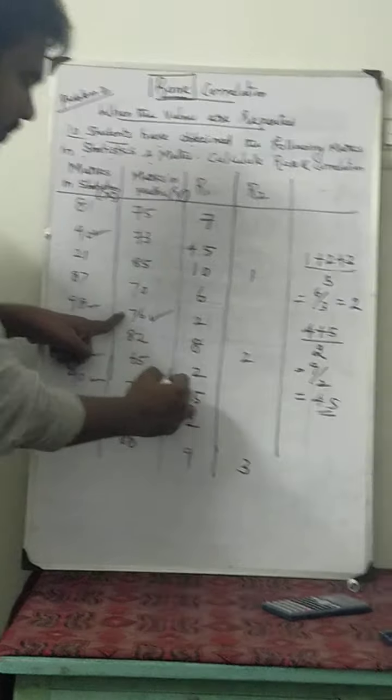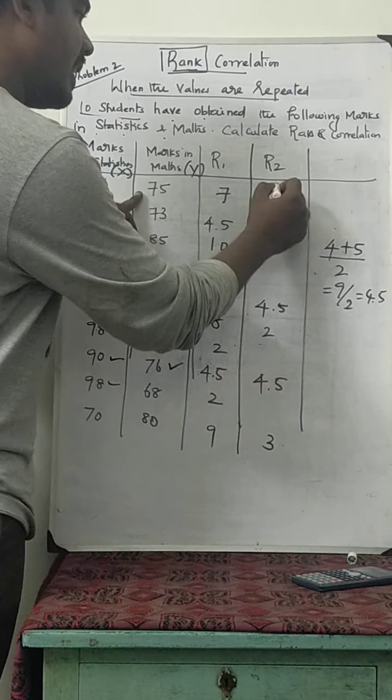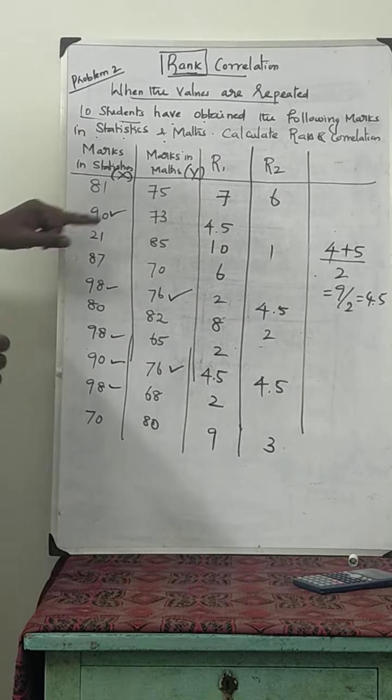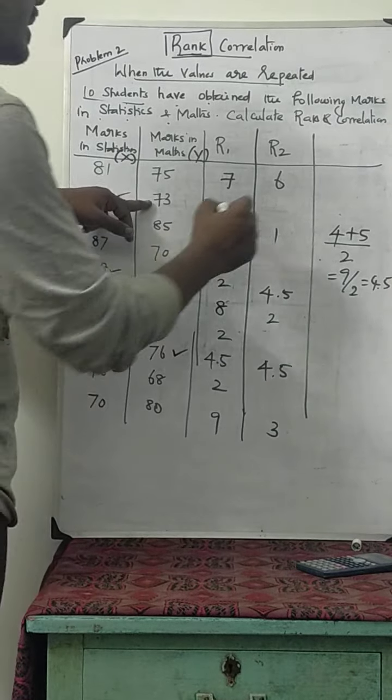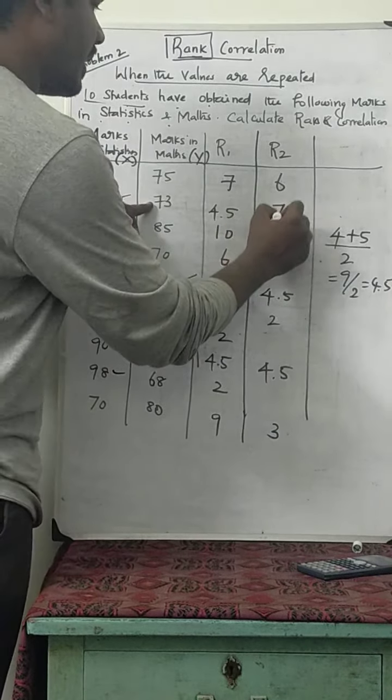So almost we have assigned 5 ranks. Then after 76, which one is the highest value? 75. 75 is only there one time, so directly we can assign 6th rank for 75. After 75, we have 73, 7th rank. This is also not repeated. Then 8th rank, then 65, 68, 9th rank, 65, 10th rank. Hope you understand how to assign the rank in this situation.